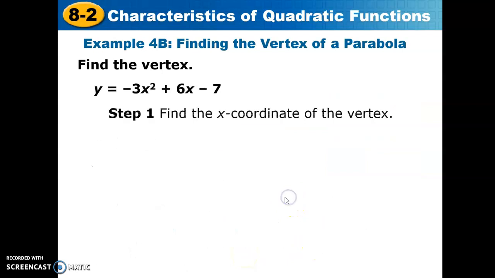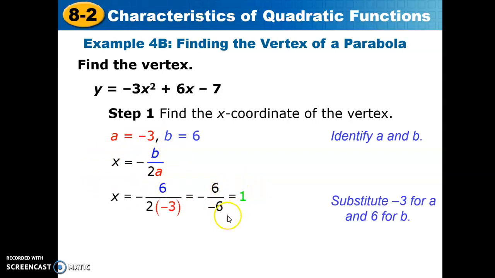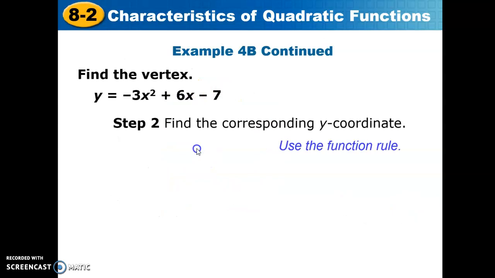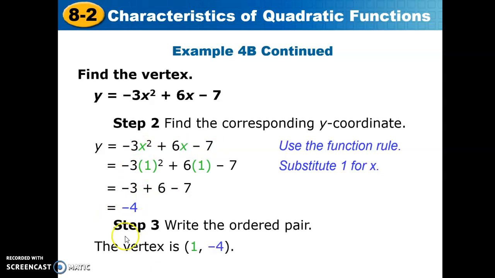All right, let's do one where we don't have the graph. Y equals negative 3x squared plus 6x minus 7. So we have to figure out a and b so we can plug it into our special axis of symmetry formula. When we plug that in, we get x equaling 1. That's kind of nice because it comes out nice and pretty. Then we're going to take that 1 and plug it back into the original formula, and we end up with y equals negative 4 when we do all our calculations. So our vertex is 1, negative 4, and that's all there is to it.